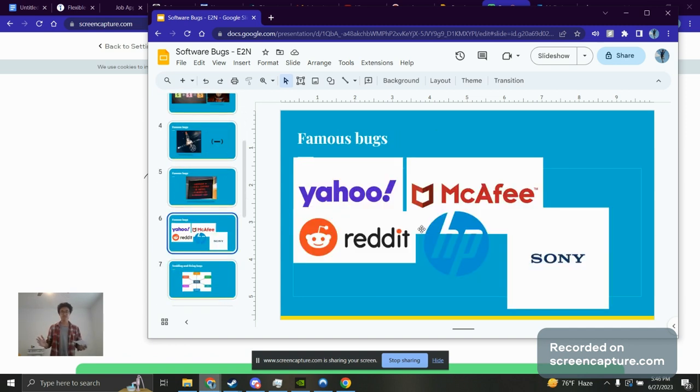A more recent bug is the Heartbleed bug. It was a security software bug and it leaked hundreds of millions of users' data from companies such as Yahoo, Reddit, McAfee, or Sony.